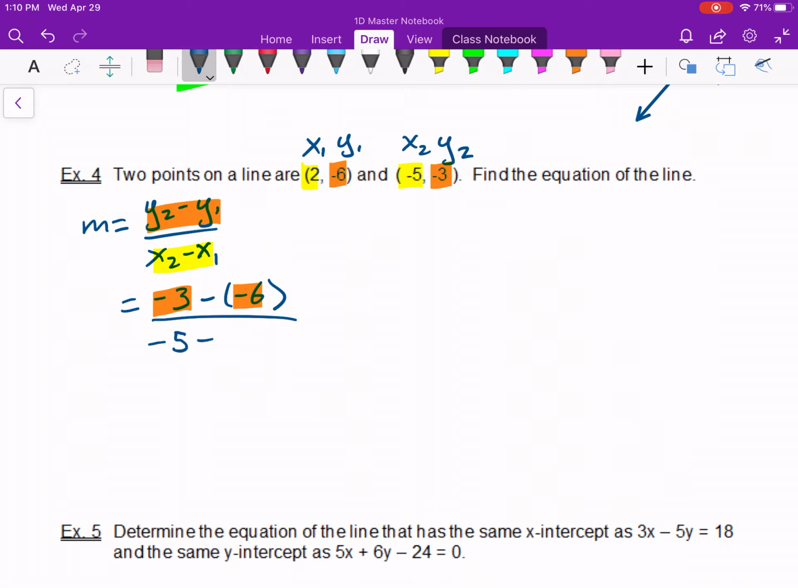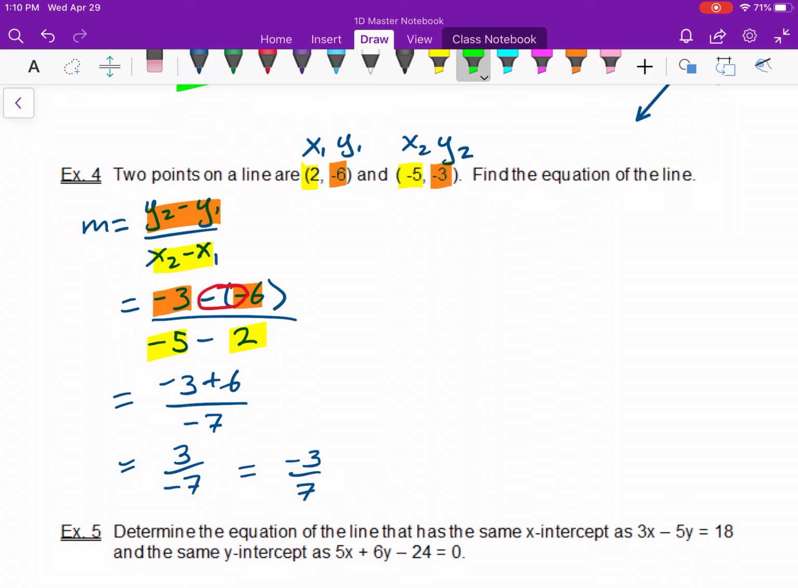Negative 5 minus positive 2. Those are my two x's. If we simplify this, we get negative 3. These two negative signs simplify to give us a plus 6. Negative 5 minus 2 is negative 7. So I end up with 3 over negative 7, or, as I like to write it, negative 3 over positive 7. That is my m.